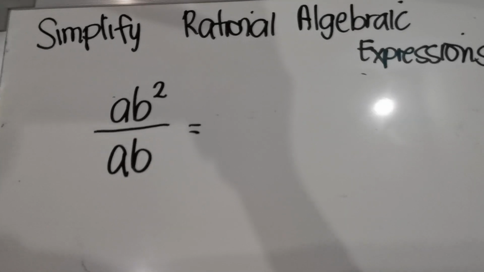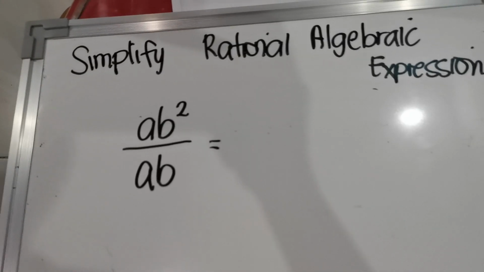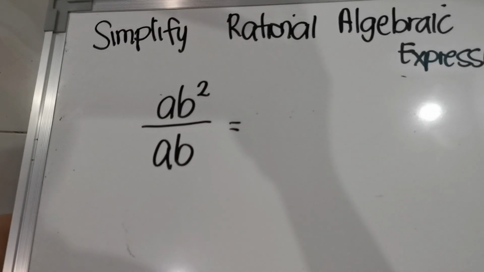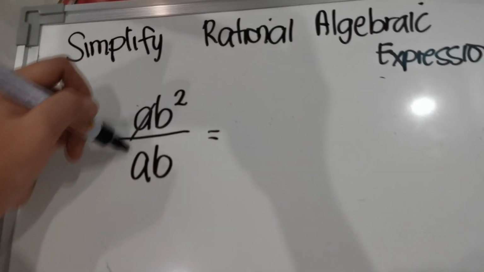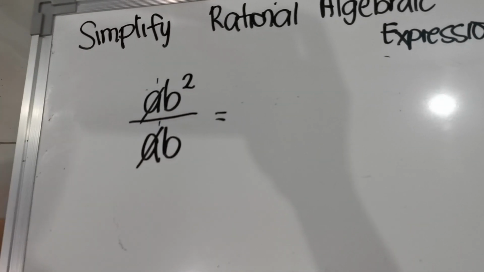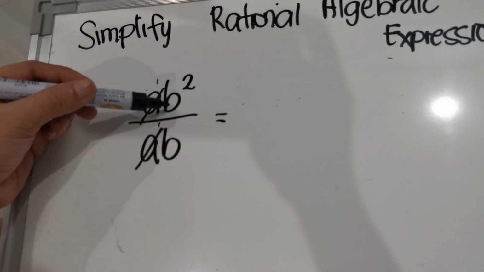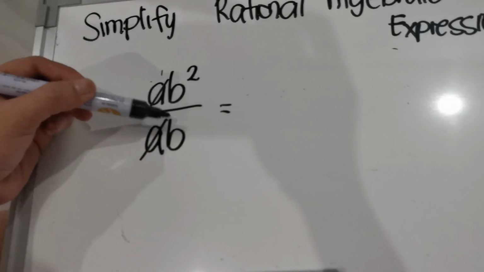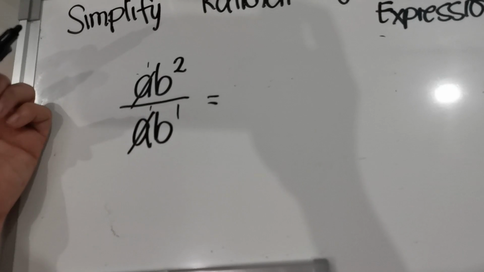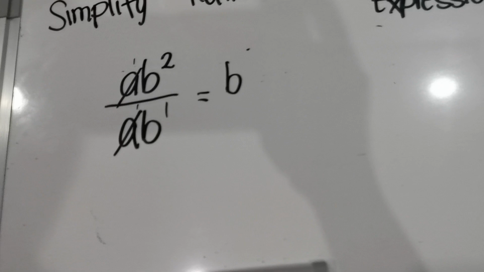Okay, let's have another example. So we have ab squared divided by ab. So in this case, applying the law of exponents, so a divided by a, cancel na natin yan. 1 minus 1 is 0. And a raised to 0 is 1. And then what about the b? b squared divided by b, subtract lang natin ang exponent, 2 minus 1, so that will be 1. So the answer is b raised to 1 or simply b.